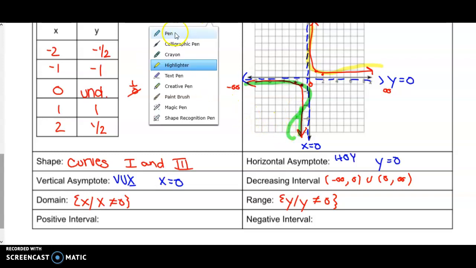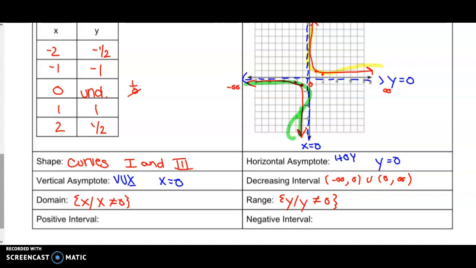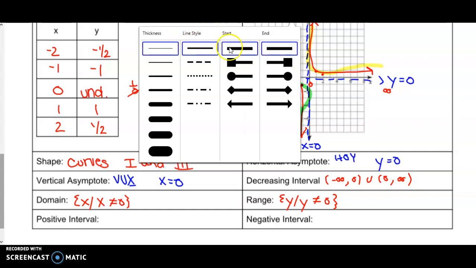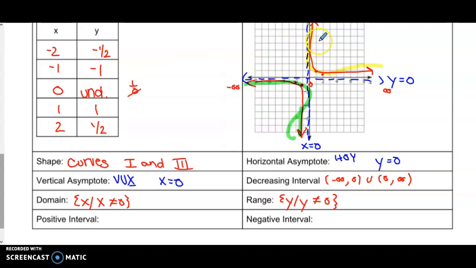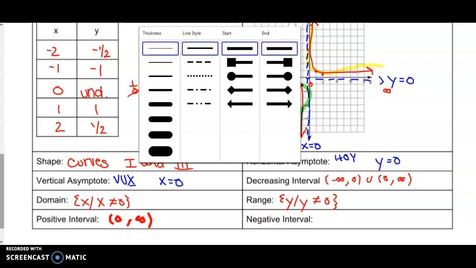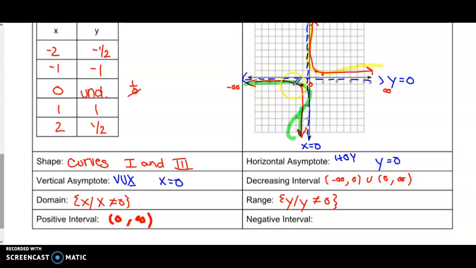All right, so let's do above the x-axis. Let's do the positive one first. If I look at the yellow, it's here at 0 to infinity. And then if I look at the green, which is right here, if I look on the x-axis, it's between -infinity and 0. All right, so those are your parent functions.